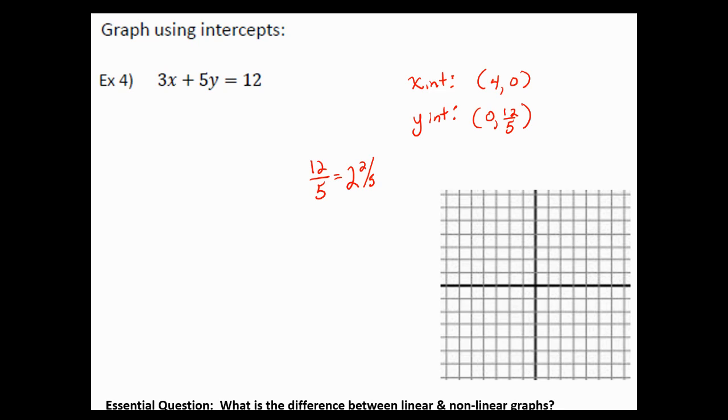So let's talk about how we graph that. So the x-intercept, this one, is over 4. 1, 2, 3, 4. The y-intercept is 2 and 2 fifths. So you go to the middle, you go up 2 and a little more. That's all you have to do. Unless you have a graphing calculator, we just know it's above 2. Okay. So I just wanted to review there how to graph improper fractions.